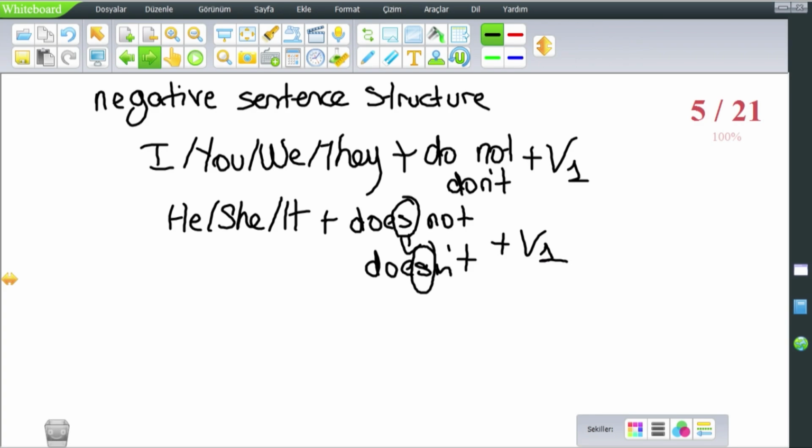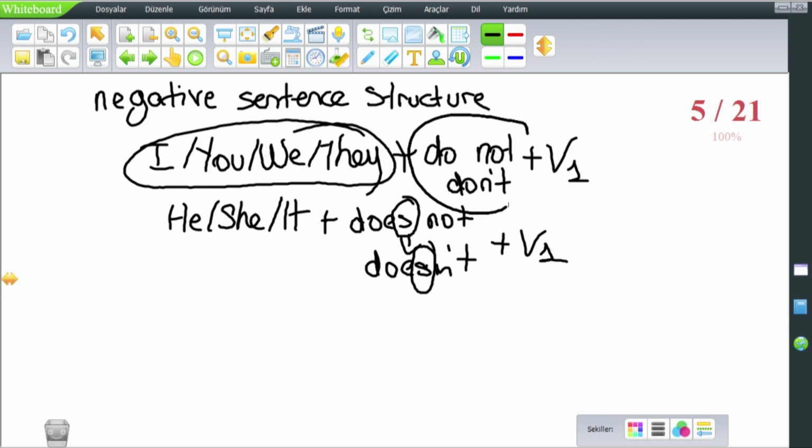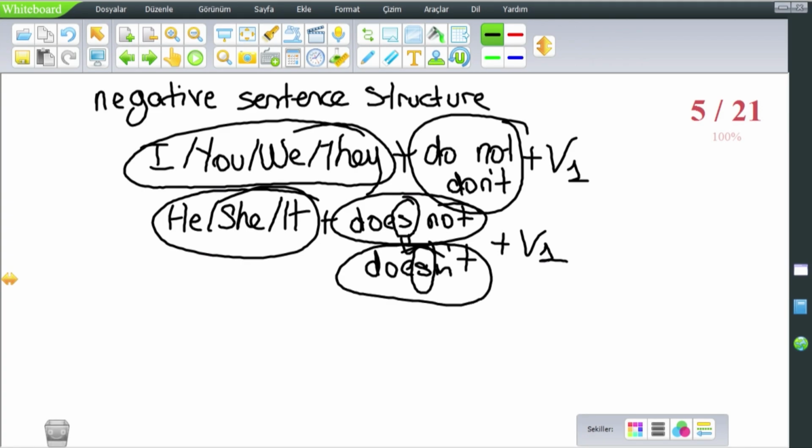Then later, we talked about negative sentence structure. These subjects, I, you, we, they, gets, do not, or for short, don't, and verb 1. These subjects, he, she, it, gets, does not, doesn't, for short, and my verb 1. They both get verb 1. We explained that my verb doesn't get S because it's already here.